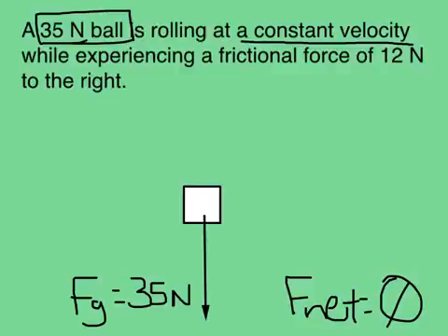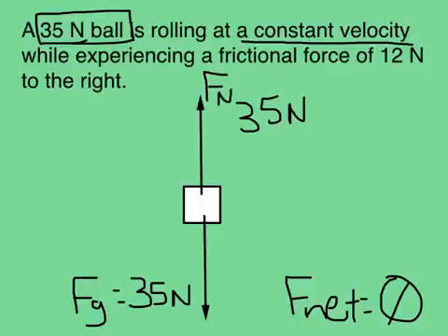It's rolling along the ground, which tells us that there's a force that's pushing it up as well. A force that's pushing upward, supporting the ball as it rolls. This force is going to be equal to 35 newtons as well because it balances out the downward force, and we would call this a normal force because it is a support force acting perpendicular to the ground.